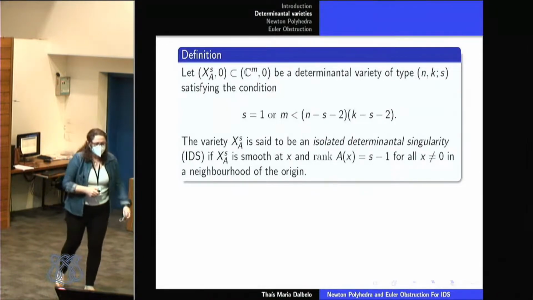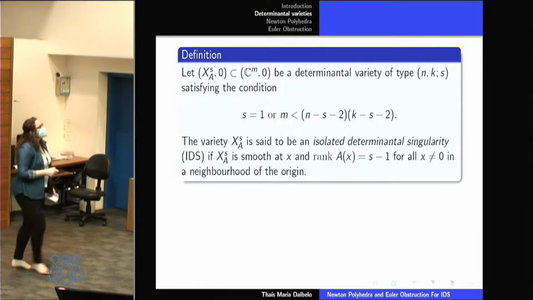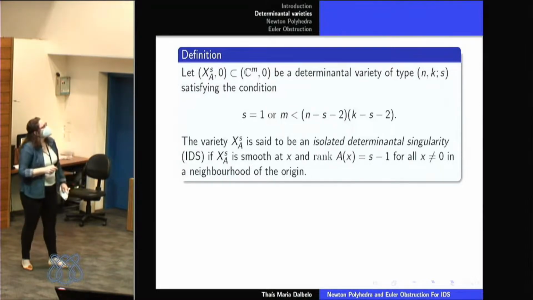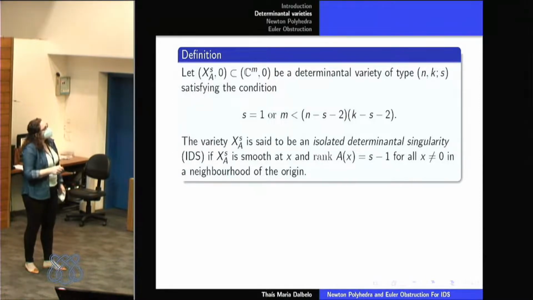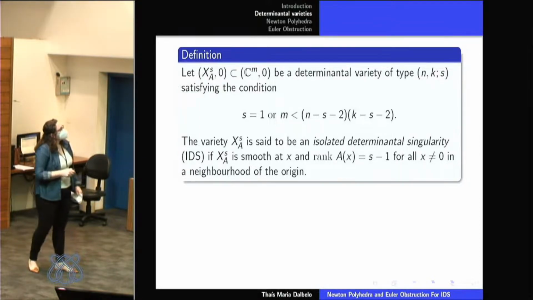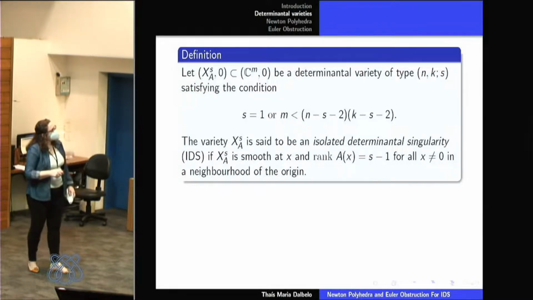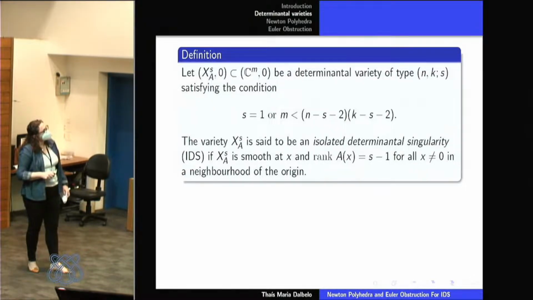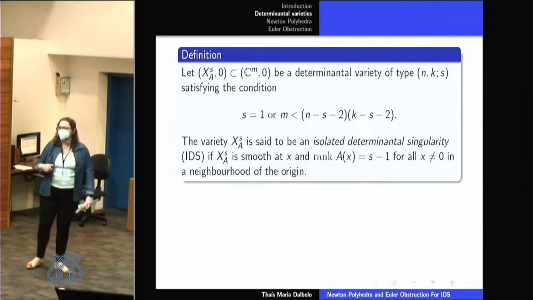In this work, I will present some results for isolated determinantal singularities. This concept of isolated determinantal singularity is given in this way. Let X_A^s be a determinantal variety satisfying one of these conditions. Then X_A^s is said to be an isolated determinantal singularity, which we denote by IDS, if X_A^s is smooth at x and the rank of this matrix is equal to s minus 1 for all x that is different from 0.